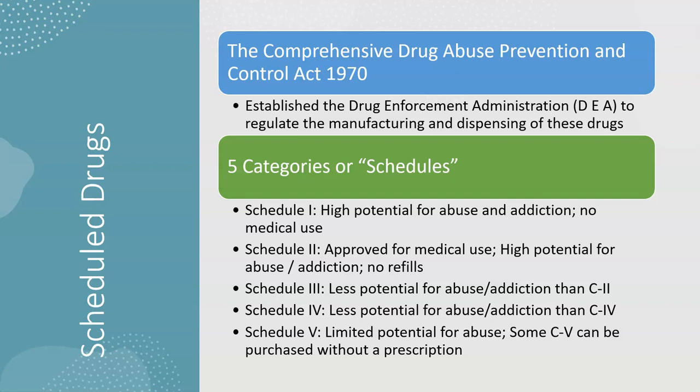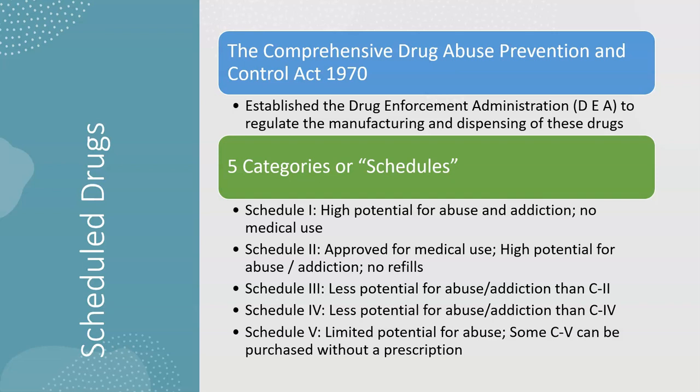They regulate the manufacturing and dispensing of these drugs. These drugs are still all approved by the FDA, but once they're deemed dangerous, with potential for abuse, they can fall under this schedule category. Now, there are 5 schedules. Schedule 1 is not something we're going to have access to. That has no medical use and a very high potential for abuse and addiction.